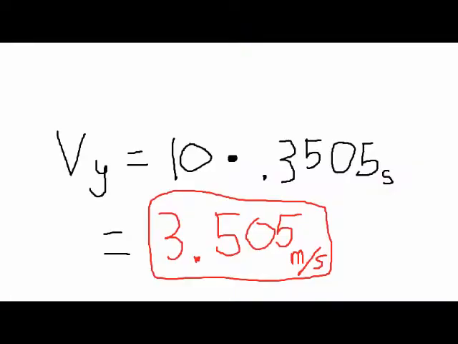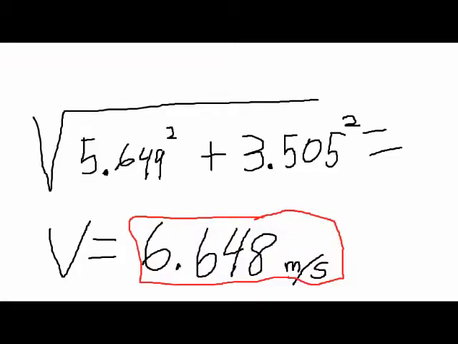Once you've divided the time by 2, then you can plug it into the equation along with the force of gravity, which in this case we're using 10. So you just do 10 times half the entire time. Then you plug both the velocity x and velocity y into the equation and you get 6.648 meters per second for the total velocity. Now that was our slowest trial.